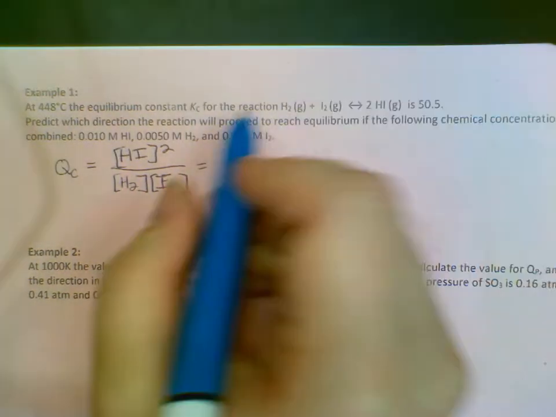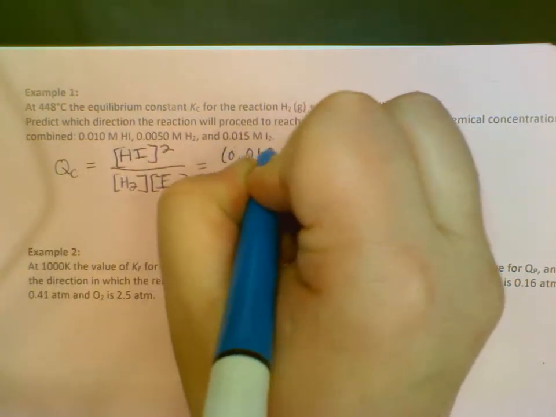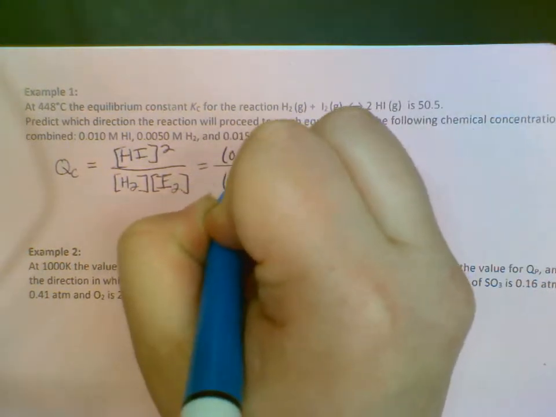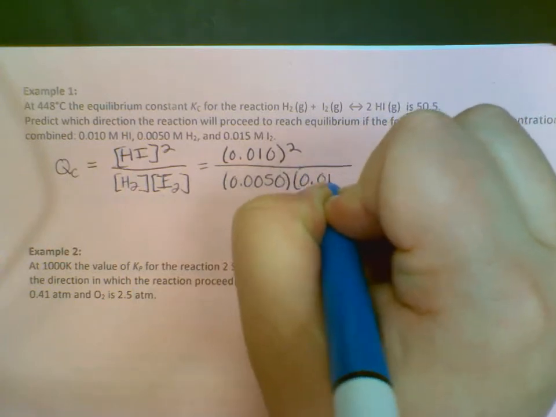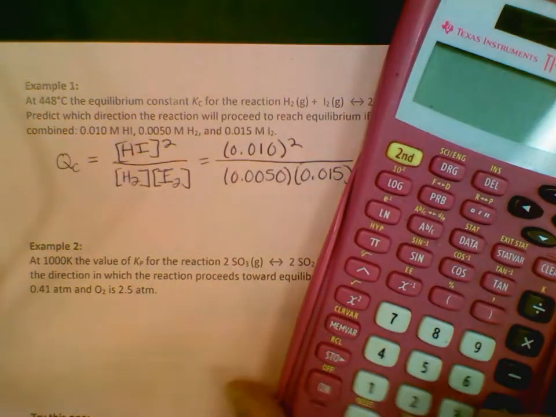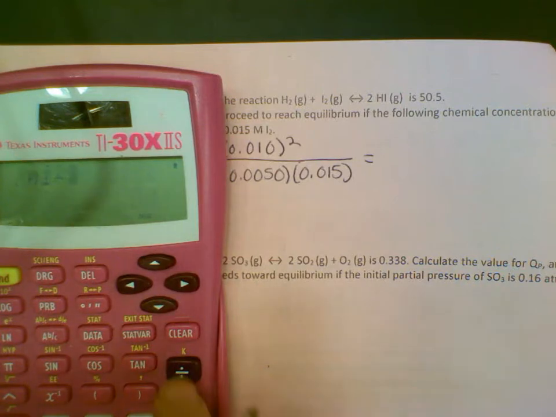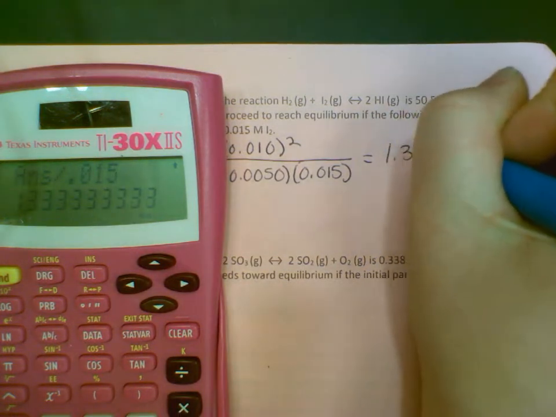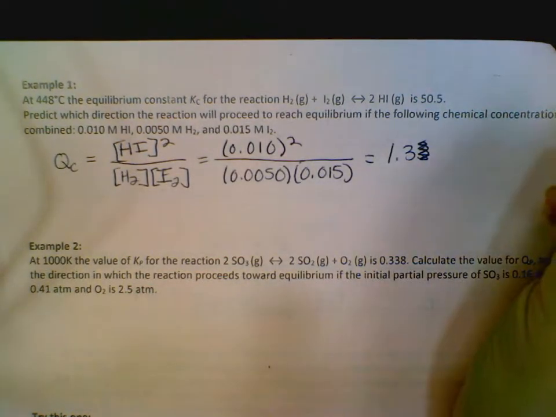All right, we're going to plug in our values. So HI is 0.010 over 0.0050 and 0.015. Put them in. So 0.01 squared divided by 0.005 divided by 0.015, 1.33. Or 1.3. Only one sig fig, or two sig figs.